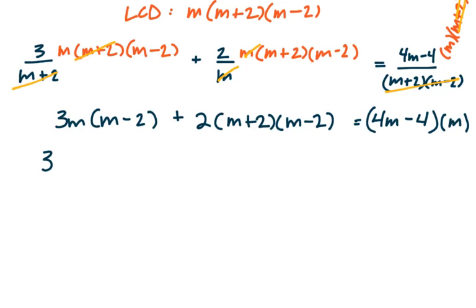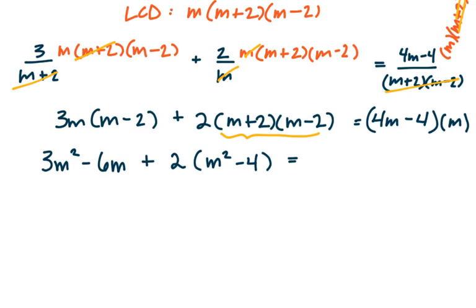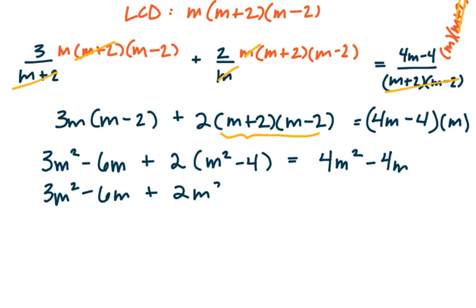I'm going to start distributing. I've got 3m squared minus 6m plus 2, multiplying here. I've got m squared minus 4. I'll distribute the 2 in a second. And then my term on the right side, when I multiply, I'm going to get 2 pieces, which would be 4m squared minus 4m. So one more step. Distributing that 2.